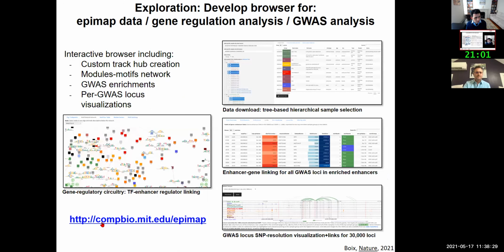We've made all this data available in a website called EpiMap. If you just Google EpiMap, you'll probably find it. Here's the URL. And you can see these visualization links for 30,000 loci, where you can download any GWAS and then click on the different pictures that are pre-generated, and also navigate in an interactive fashion with the gene regulatory circuitry of the upstream regulators, the enhancers, the tissues in which they're active, and all of the gene ontology enrichments across tens of thousands of these pictures.